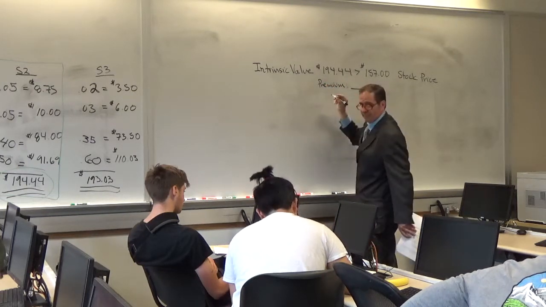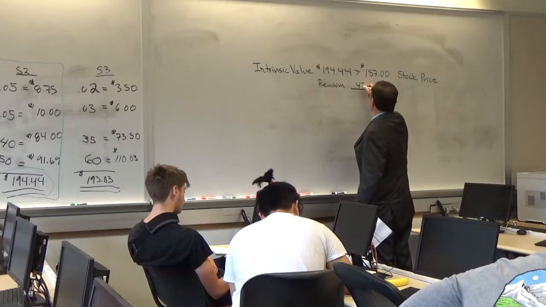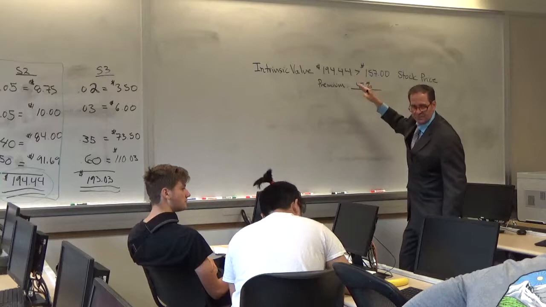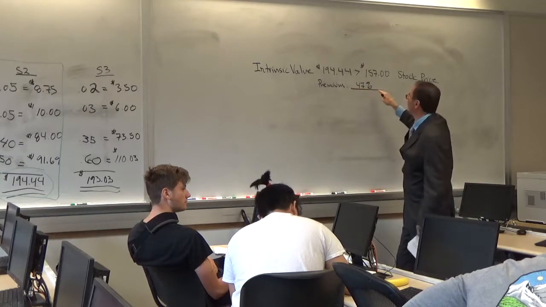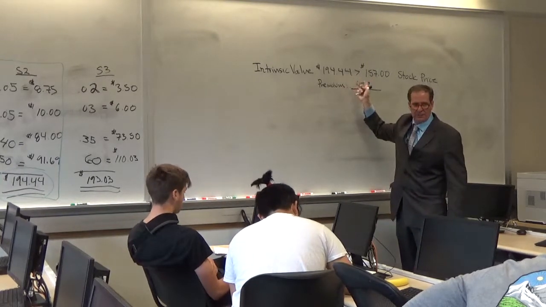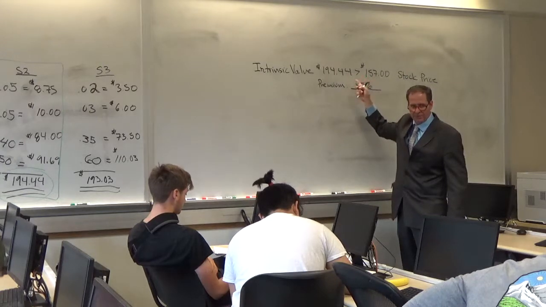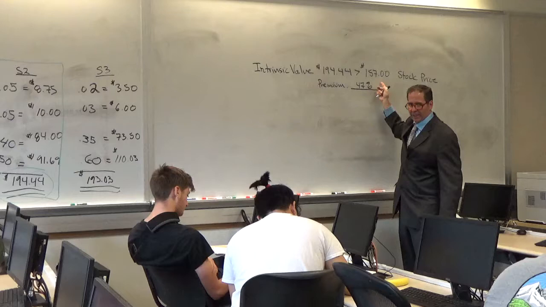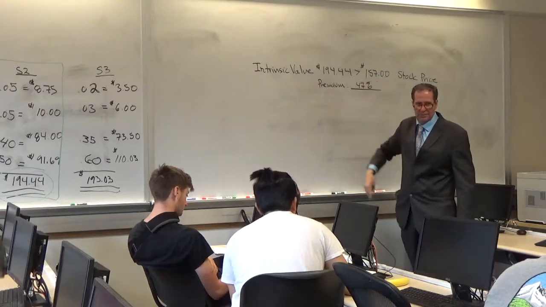47.44. How much? 47.44. 47% premium. It's, oh, 37. No. Can you calculate a percentage change between this and give me the premium? Or take this and divide by that, minus 1 times 100. That's another way to do it.